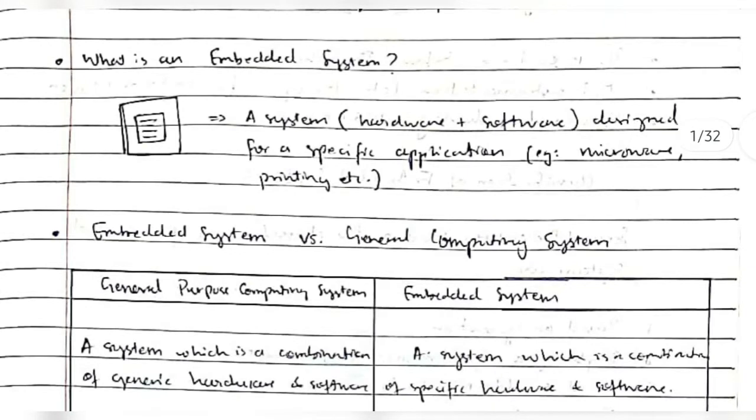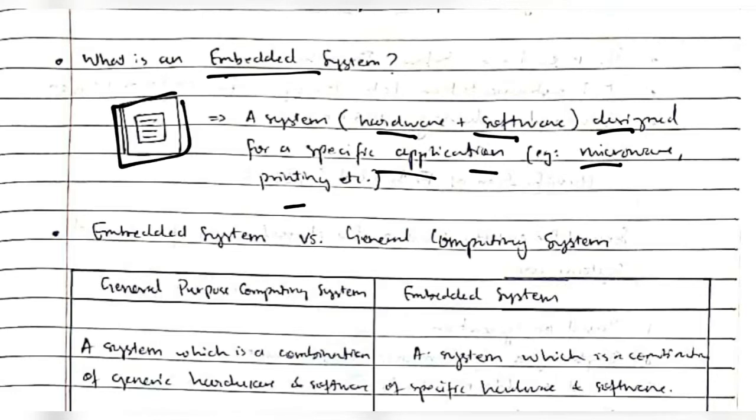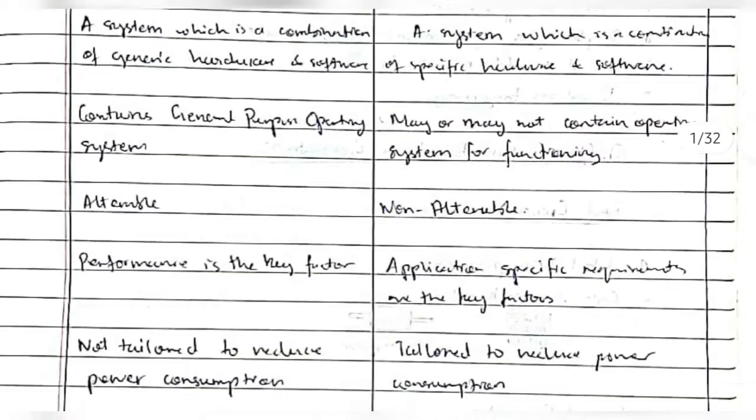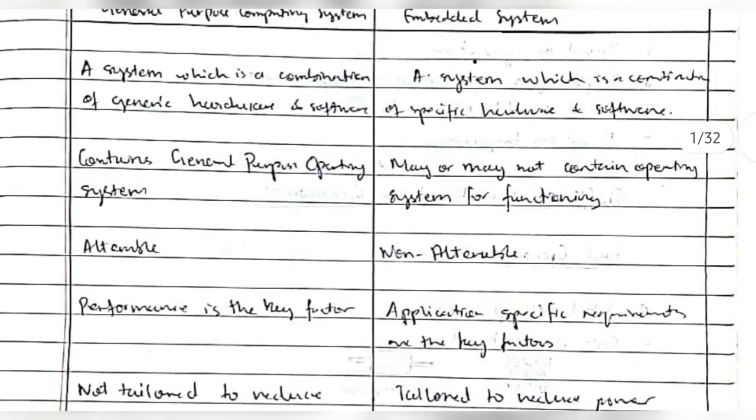Before starting, what is an embedded system? An embedded system is hardware plus software designed for a specific application, like a microwave or a printer and so on. It's a microchip which will have the instructions written inside it. There are two types: general and embedded system. General is for general purposes, and embedded system is for a specific purpose.